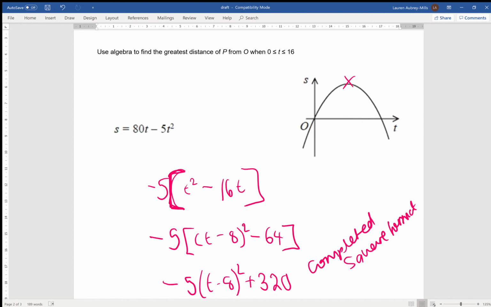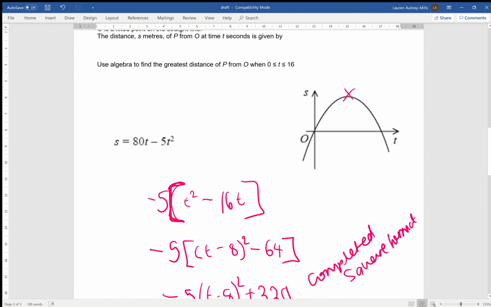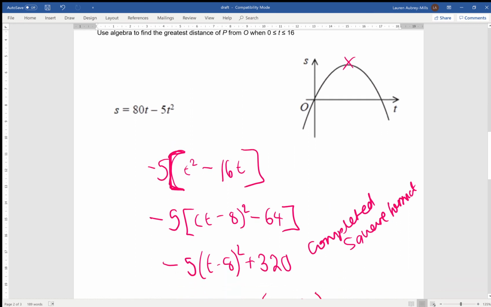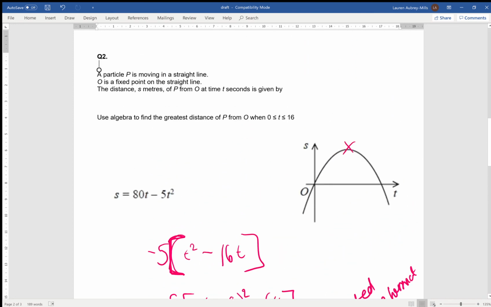So that's a bit more of a real life one. They've made it slightly harder with that -5, but then they've slightly eased it because there's no constant to worry about too much. It's just a case of finding what that's going to be. So that's 320, and that is our answer.